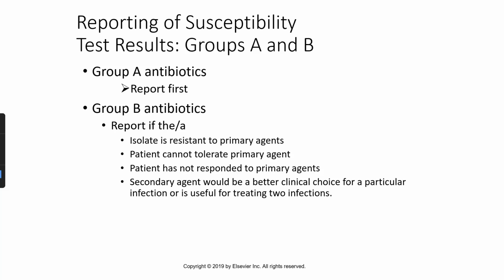Group B antibiotics, report them if the isolate is resistant to the primary agents, if the patient cannot tolerate the primary agent, the patient has not responded to the primary agent, or the secondary agent would be a better clinical choice for a particular infection or is useful for treating two infections.